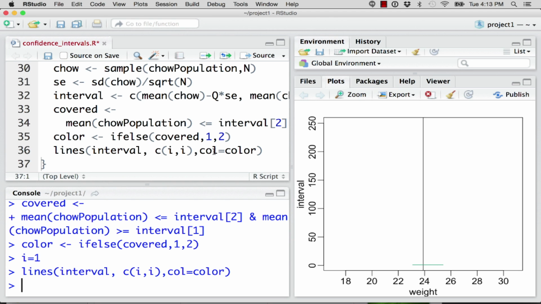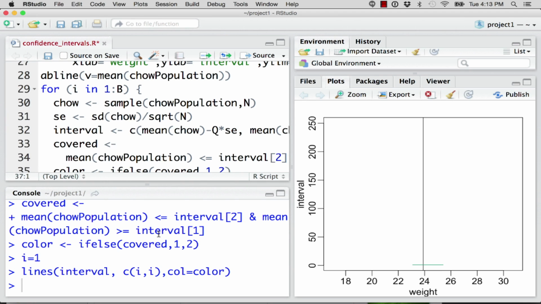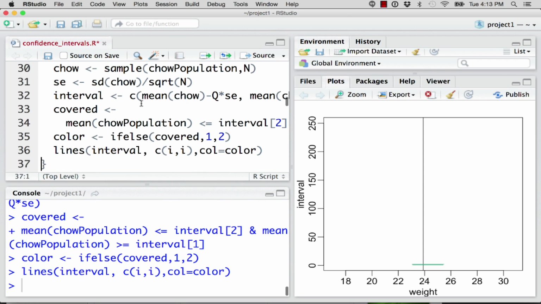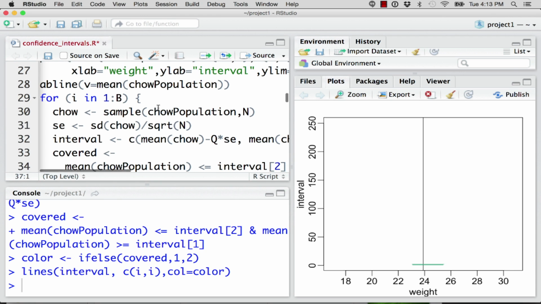All right, so we can do it again, again and again. Let's do it for 2. We'll do it again, and we see the interval. There it is. It's right on top. It's not as easy to see, but there's a new line up there, and we can do this 250 times.